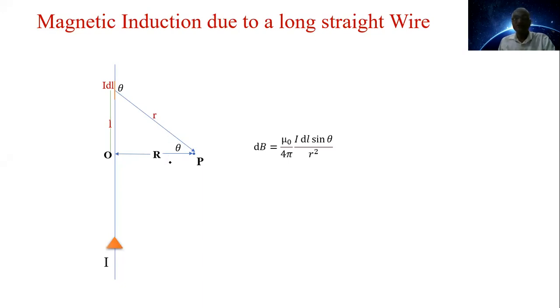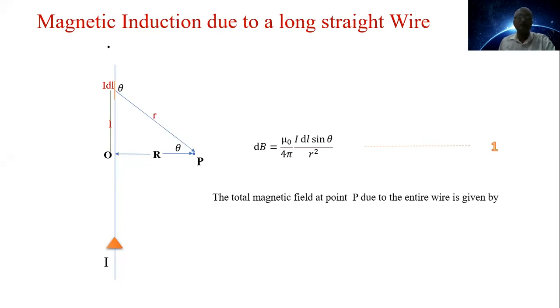Now here, the total magnetic field due to the entire wire can be written as twice the integral, because we see here this is the upper half of the wire and this is the lower half of the wire. In the upper half, the length increases from 0 to infinity, and similarly from 0 to infinity in the lower part also. That's why the total magnetic field due to the entire wire is given by B equals twice the integral of dB, with integration limits 0 to infinity.